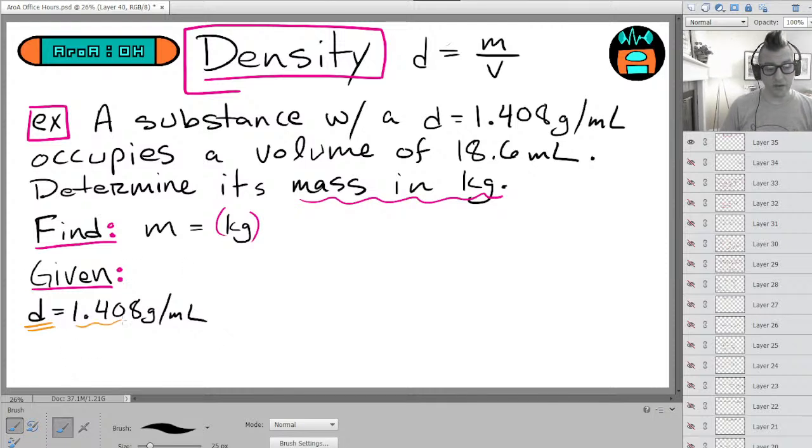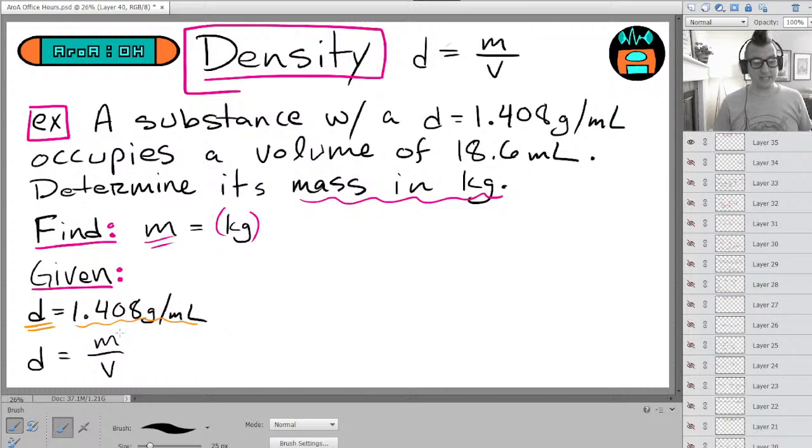Anytime you're given the value of a quantity that also has an equation attached to it, like density, it is worth your time to write out the equation for that quantity under your givens. We're told that the density is 1.408 grams per milliliter. Density has an equation: density is equal to mass over volume. Here's why you want to write that out under your givens.